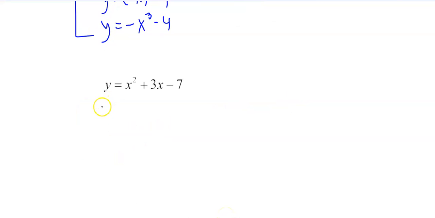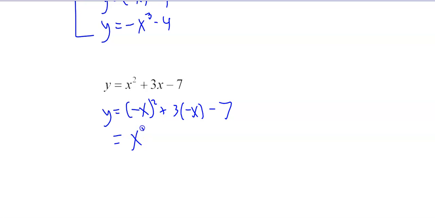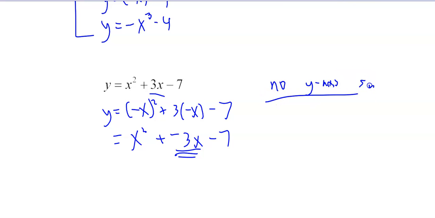In this one, let's plug in negative x, so y equals. This one's kind of weird because it has two x's. So everywhere there's an x, even the second x, I'm going to plug in a negative x. And so this term is negative x squared, which is a positive number all the time. Plus, that's a negative 3x all the time, and minus 7. Everything else is the same, but this changed. So this is no y-axis symmetry. Again, we may have to test for other symmetries, but no y-axis symmetry.